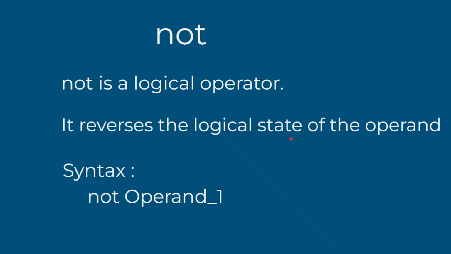There is one more logical operator which is not. Not is basically used to reverse the logical state of the operand. For example, if the logical state of the operand is true, the not will make the state to false. And if the logical state of an operand is false, it will convert the state to true. You can see here syntax not followed by the operand.